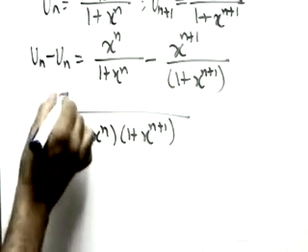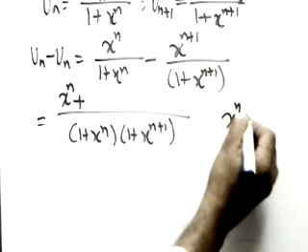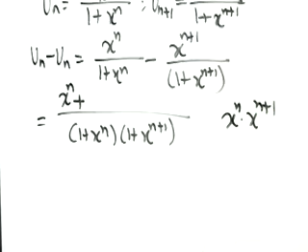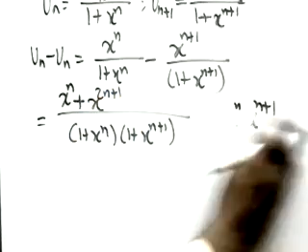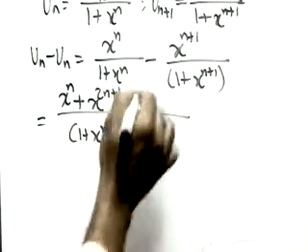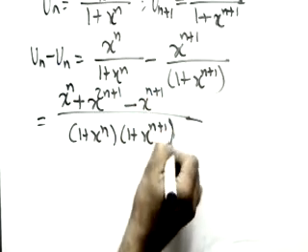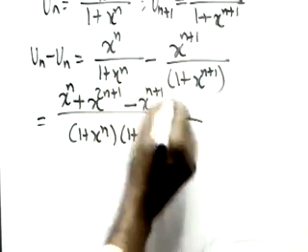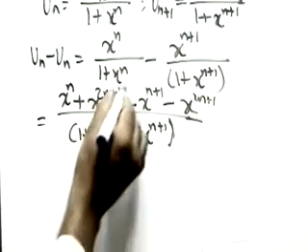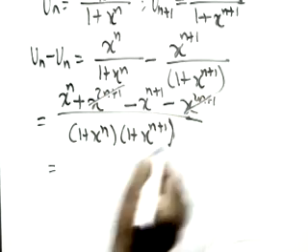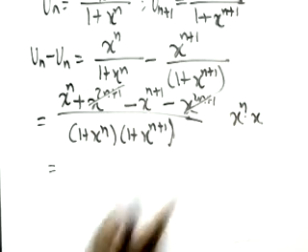If we take the LCM here, this will be (1 plus x power n) into (1 plus x power n plus 1). So this will multiply with this. I am writing shortly, x power n into 1 will be x power n, plus x power n into x power n plus 1. Since the bases are the same, if you add the powers, n plus n will be 2n, so x power 2n plus 1. So come here, minus into plus, minus x power n plus 1 into 1 will be x power n plus 1. And lastly, if you multiply minus into plus, minus x power n plus n will become 2n plus 1. So plus 2n plus 1 and minus 2n plus 1 will cancel.